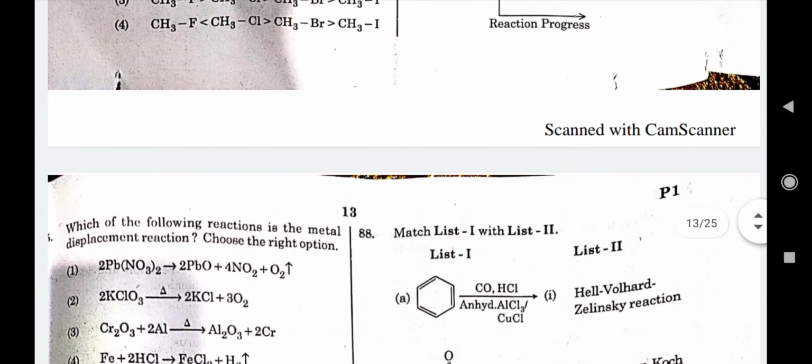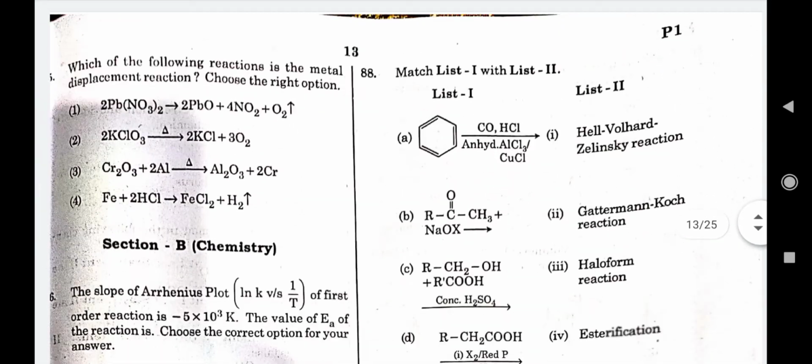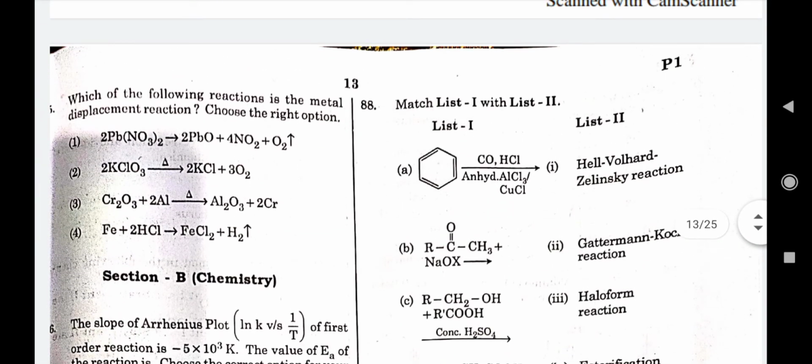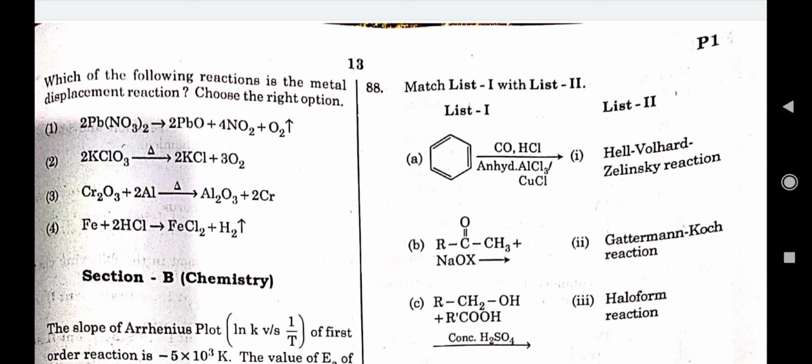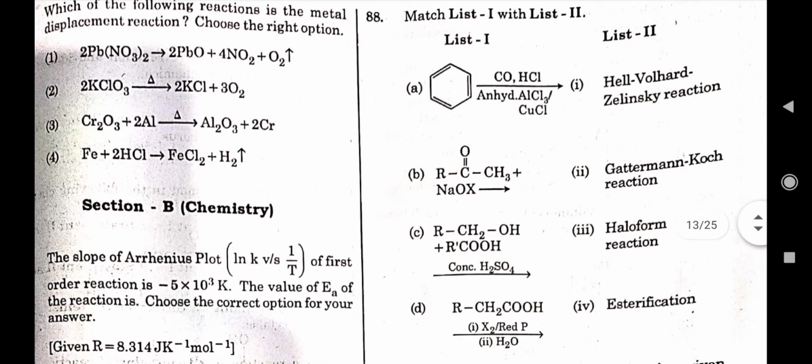Now coming to question number 85, which of the following reactions is the metal displacement reaction? Choose the right option. इसका जो correct option है that is option 3rd, Cr2O3 plus 2Al in presence of heat gives Al2O3 plus 2Cr.